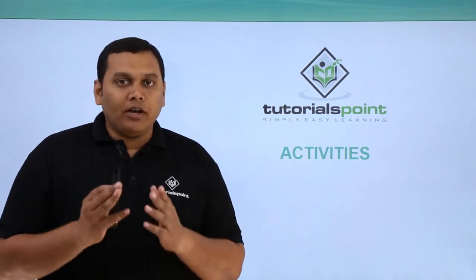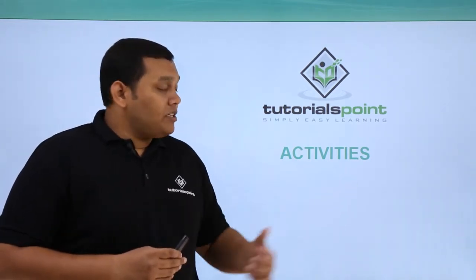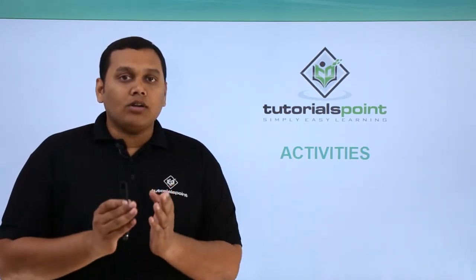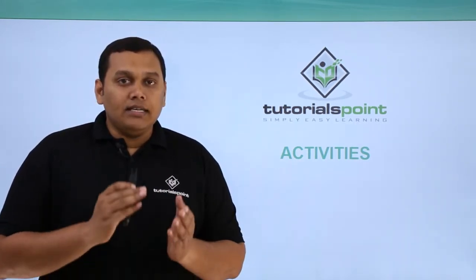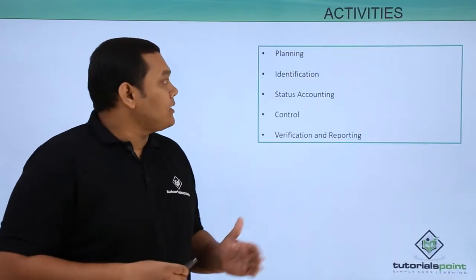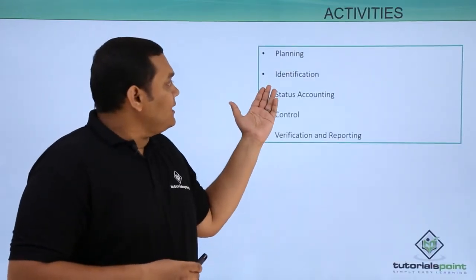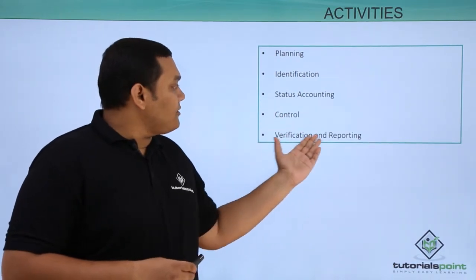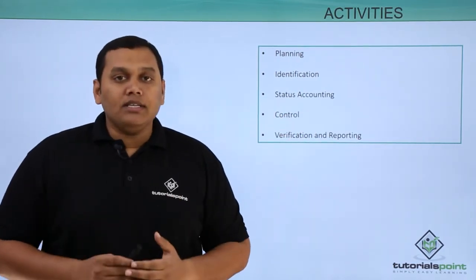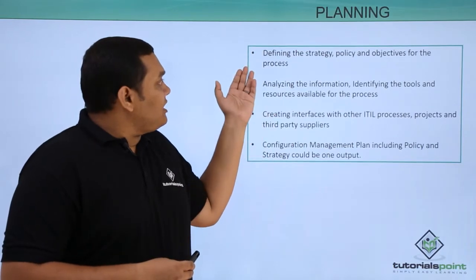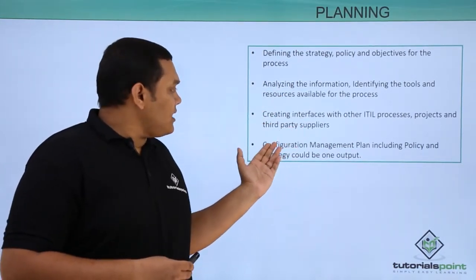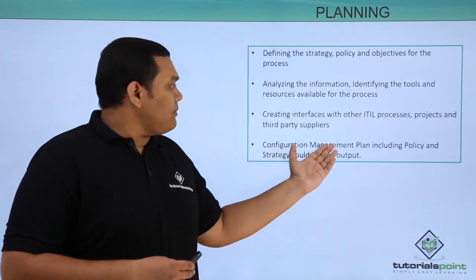In this video, we are going to discuss the activities of service asset management and configuration management. So, what are the main activities in service asset and configuration management? The first one is planning, identification, status accounting, control and verification, and reporting. So, what is planning? Planning means defining the strategy, analyzing the information, creating interfaces and maintaining the configuration management plan.